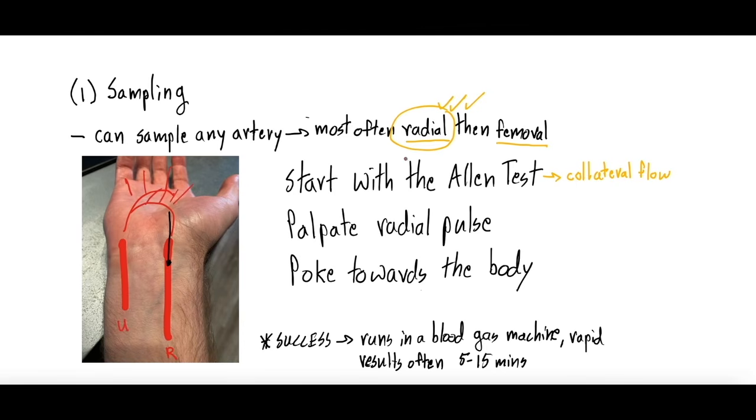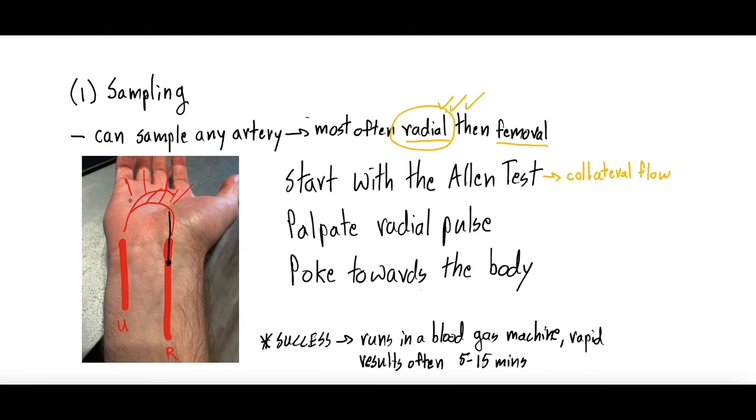So the Allen's test is essentially you raise the arm above your head, clench the hand in a fist, and press down. You occlude both of these arteries, so you press down on both of them. The hand should get to be a pale color. You'll then unclench the fist and only release the pressure off the ulnar artery while keeping pressure on the radial artery. And what you want is for the hand to pink up again.